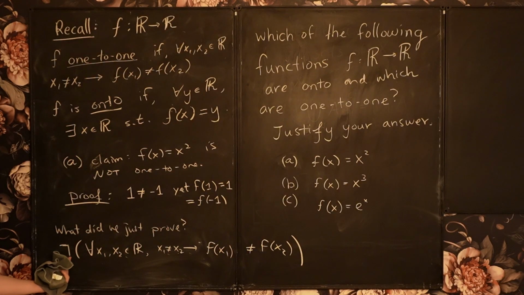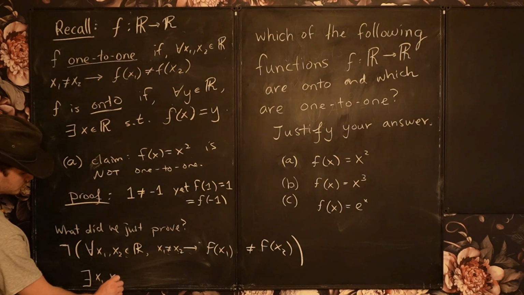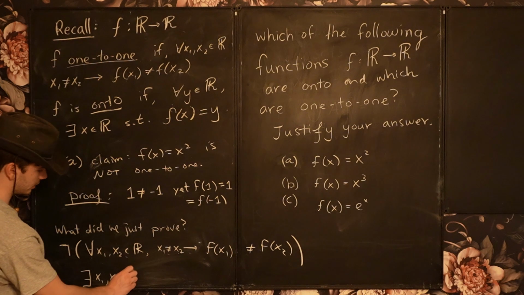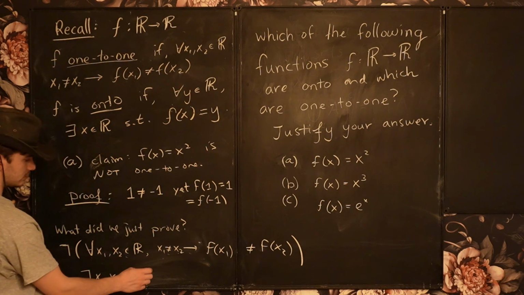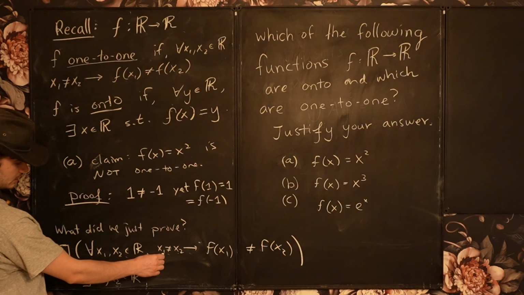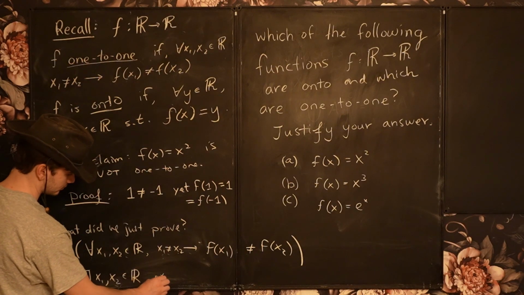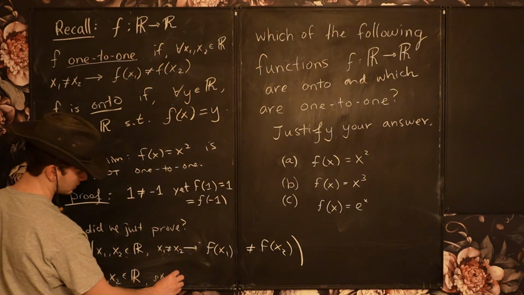Okay, so when I negate this statement, the trick is that the negation turns a for all quantifier into an existence quantifier, so there exists x1, x2, and these need to be in R, such that the same statement is now false.